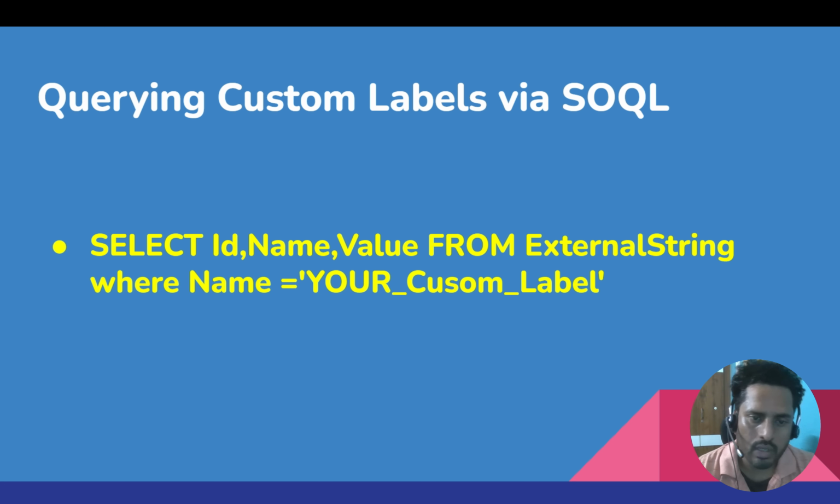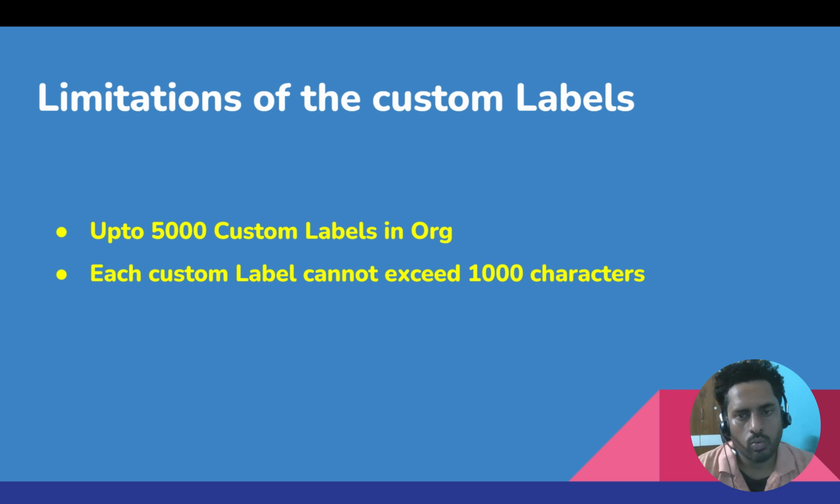So the next one: how can I access custom labels via a SOQL query? This is the query that you can use to access the custom labels. If you're using Salesforce Inspector, you need to check the use tooling API checkbox before you run this query. So what are some limitations of custom labels? Salesforce allows 5,000 custom labels to be created in an org, and each custom label cannot exceed 1,000 characters. Those are the limitations of custom labels.